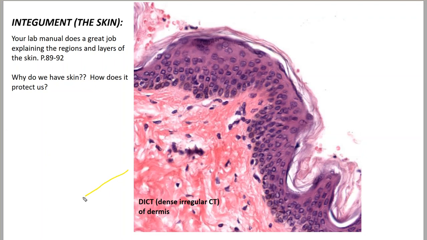We can't see. If we go down farther this direction, we'll come up with some adipose tissue with its little dark nuclei on the side. If we go all the way down to the hypodermis, we would see adipose tissue down deep. And then I pointed out some dense irregular connective tissue. That's the one we just learned. And then up here, we have that stratified squamous epithelium.